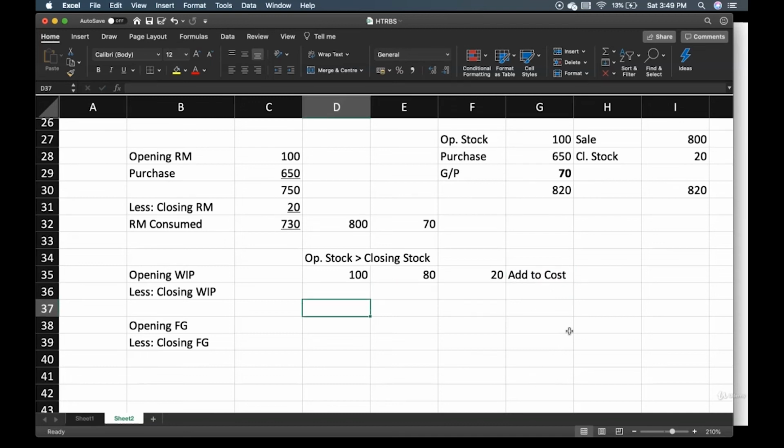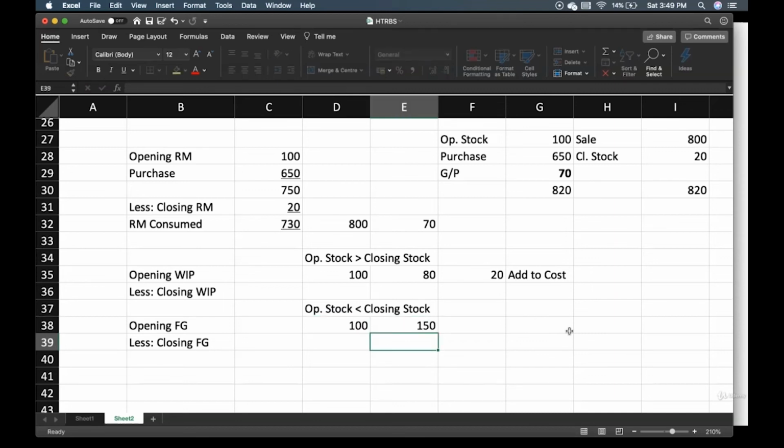And if your opening stock is less than closing stock, the scenario like this, where it is 100 and closing stock is, let's say, 150. So what will happen? Opening stock minus closing stock. You get a negative number, but still you put this in the statement under the cost of sales. So this will reduce the cost.